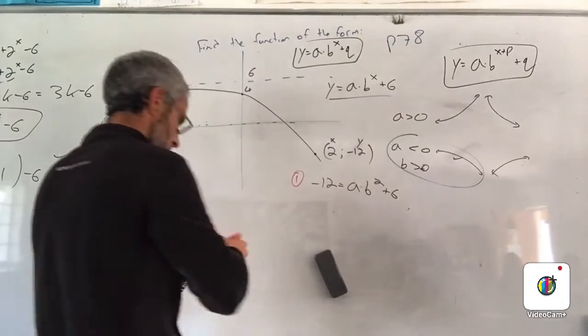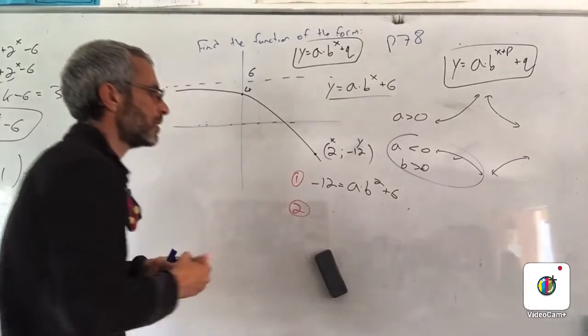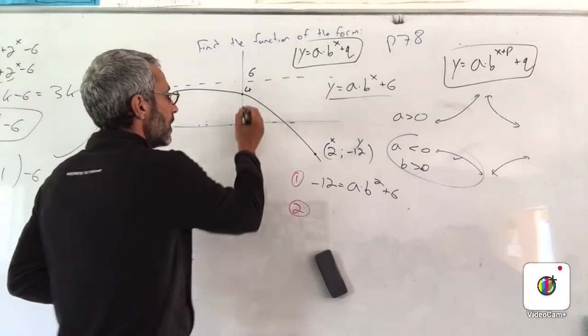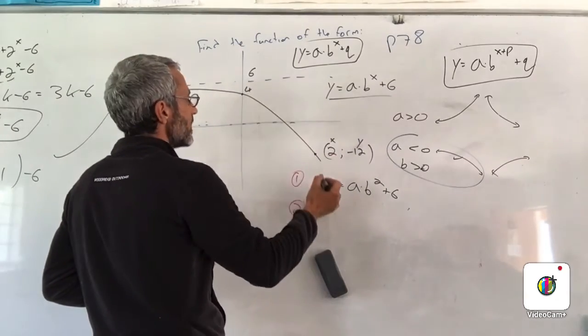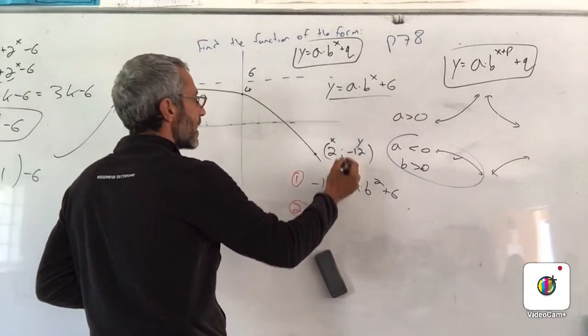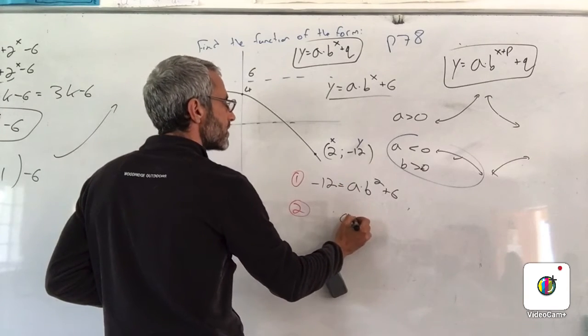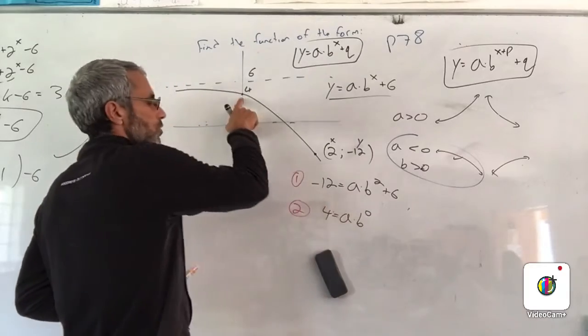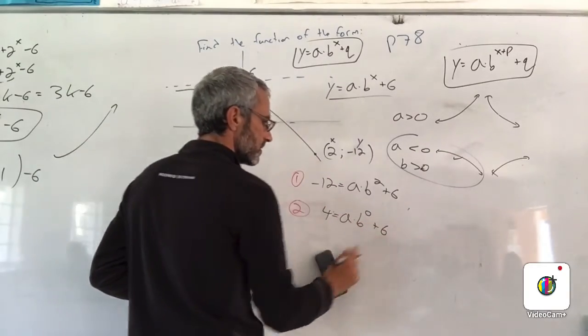Put that in. The second equation, let's substitute the intercept. Okay? So what is X? 0. X is 0. So I'm going to write A times B to the power of 0. And that's equal to 4. So Y is 4 plus 6.